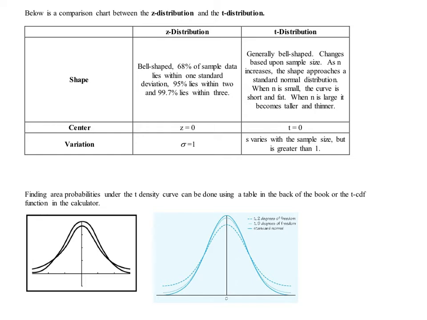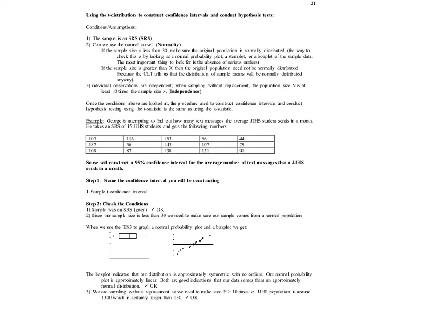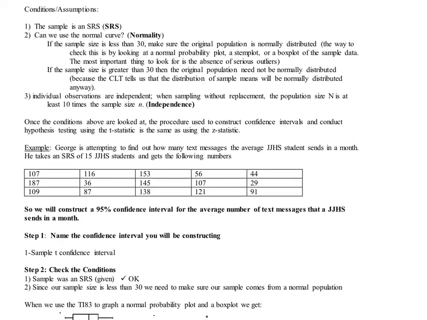Really, it's not structurally very different, but the key difference is under variation. All right, S varies with sample size, but it's greater than 1. Here in the z distribution, sigma is always equal to 1. All right, that's our benchmark. So let's tackle a problem.